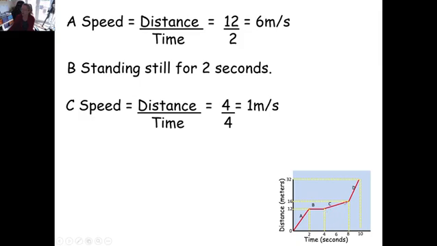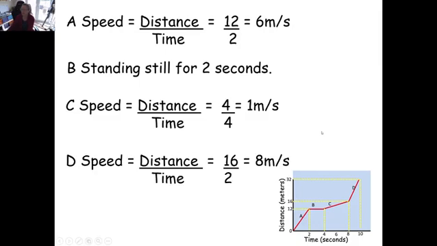You can see the journey for part C started at 4 seconds and ended at 8 seconds. The distance covered was from 12 metres away to 16 metres away, so a distance of 4 metres in 4 seconds, which was 1 metre per second. And then for part D, the distance covered was from 16 to 32, so that's a distance of 16 metres, and that journey occurred in 2 seconds, so the speed was 8 metres per second.